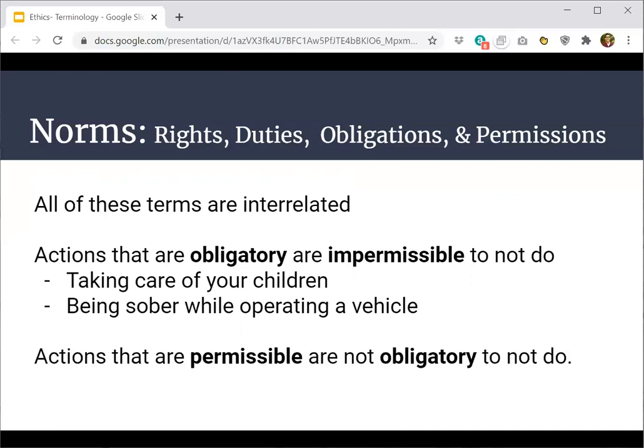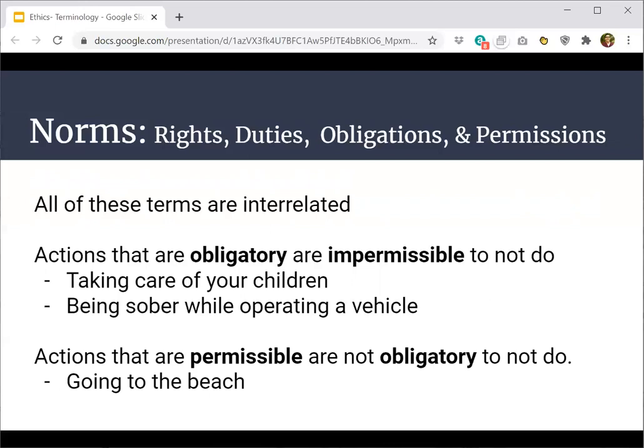The obligatory and permissible are interrelated, right? Actions that are permissible are not obligatory to not do, right? So something that's obligatory is something that you have to do. Something that's permissible is something that you can do. So anything that's permissible is something that it's not obligatory for you to not do.